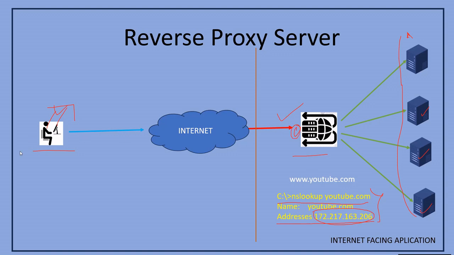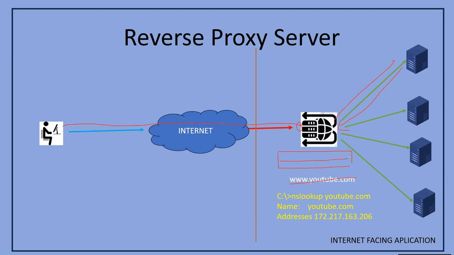So a user who's sitting here, going through the internet, will hit the server here. So it's youtube.com. So what does the proxy server do? It will look at the request and forward the request to one of the servers. The server will send a response back. This proxy server again has a table similar to what we discussed for a forward proxy, and then it will go to the client.